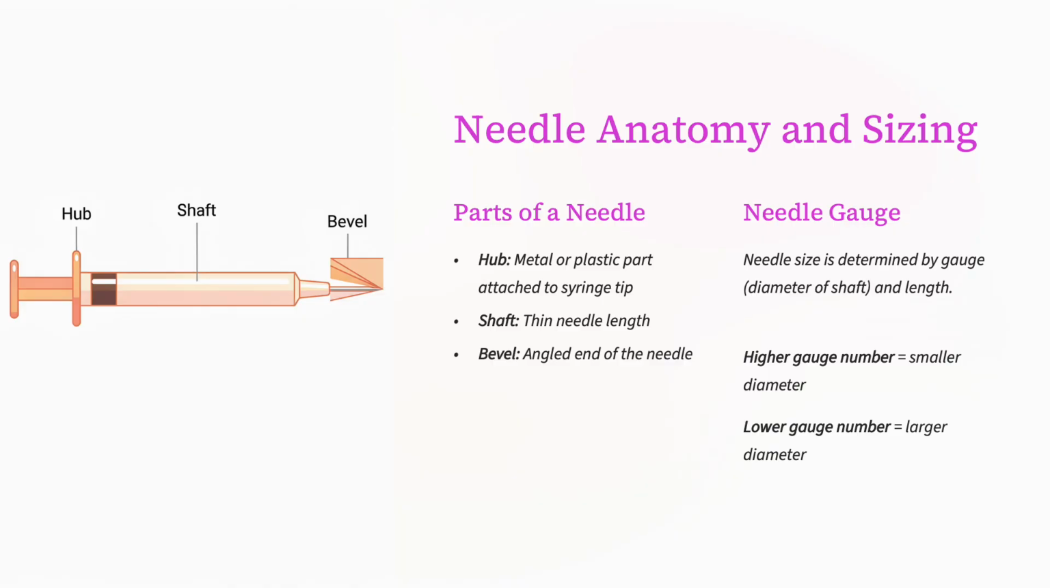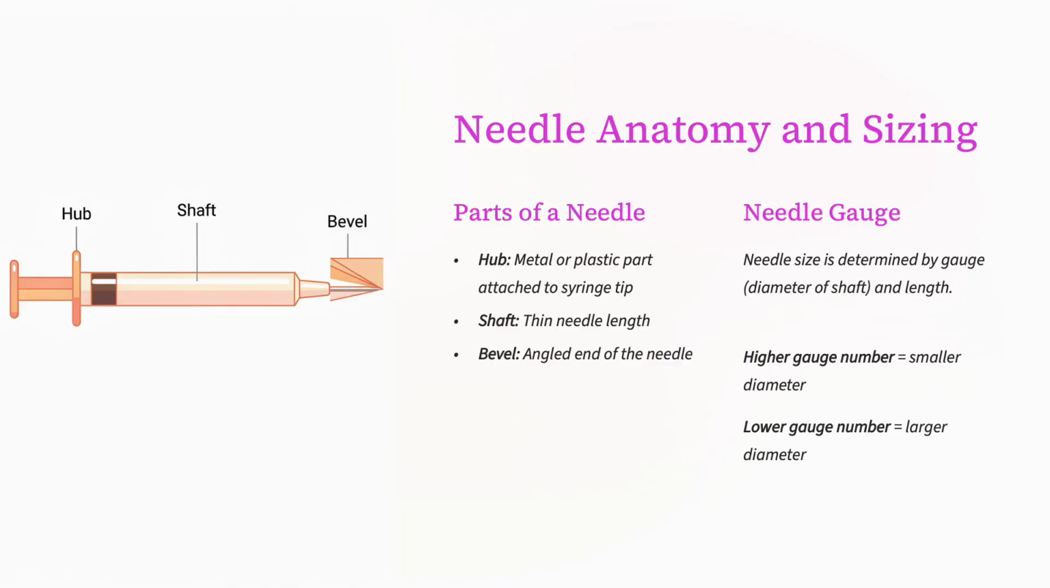So let's talk about what is a syringe. What are the components of a syringe? So the bottom is the hub, and you can see on the photo. And then the main part, the long skinny part, is the shaft. And then when you're talking about the needle, there is a bevel.